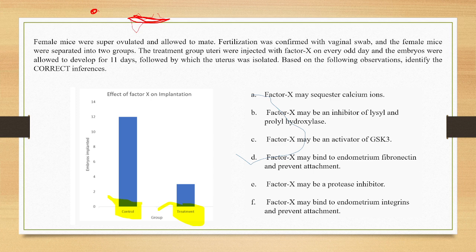The last option is factor X may bind to endometrium integrins and prevent attachment. Just now we talked that integrins and fibronectins help in attachment, and if there is a binding of factor X with the integrin, then the interaction between the integrins and the blastocyst is blocked. And when this interaction is blocked, then what happens? Blastocyst cannot attach itself, and when it cannot attach itself, implantation would be inhibited. So in this case, all the options are correct.